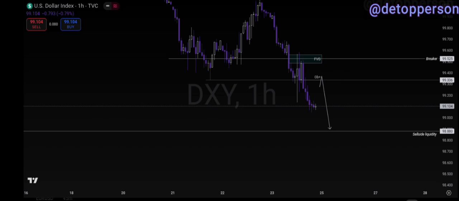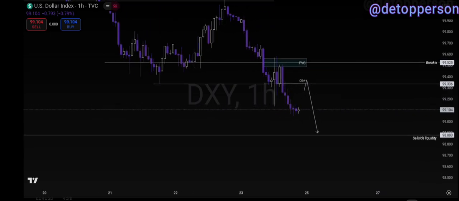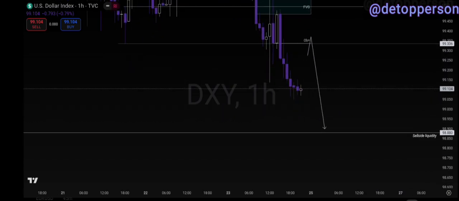So that's that for DXY. I'm bearish on DXY. Remember, trade what the market is giving you. Don't become fixated on your bias. One of the things I learned is don't be too quick to change your bias unless you have given the market enough time and the market has proven you wrong. That is the only way you should change your bias.